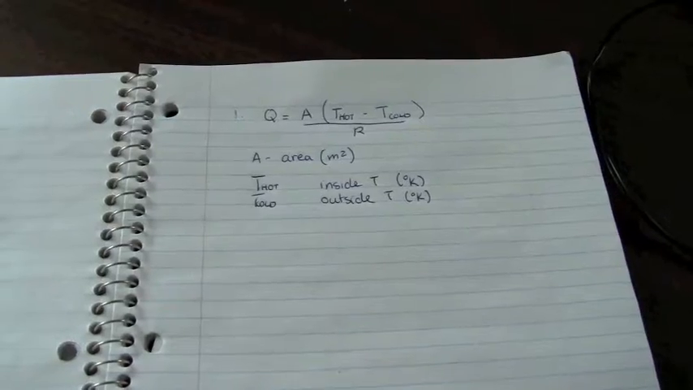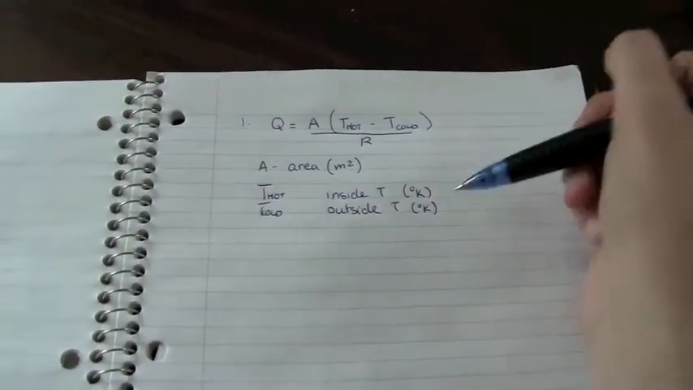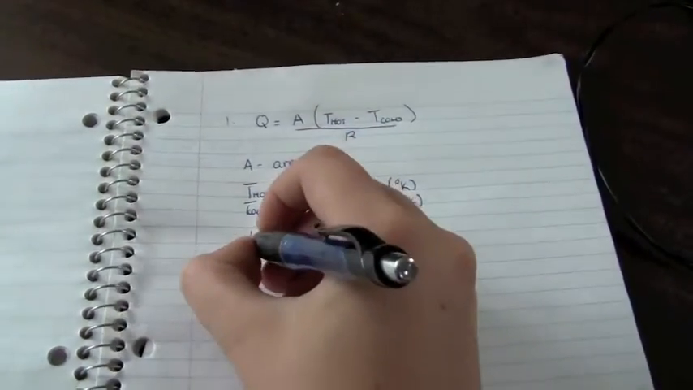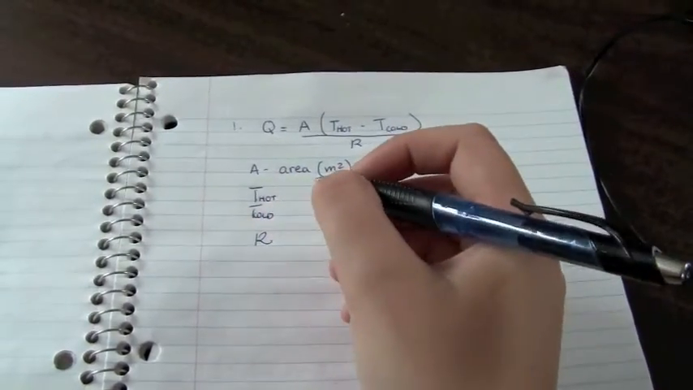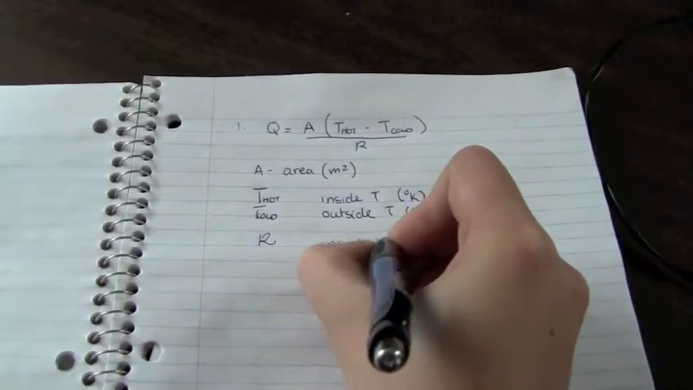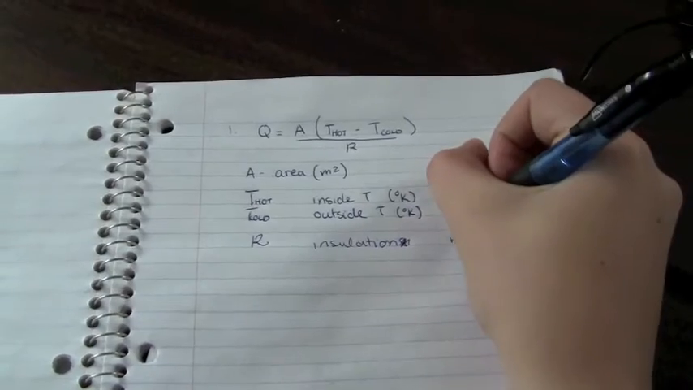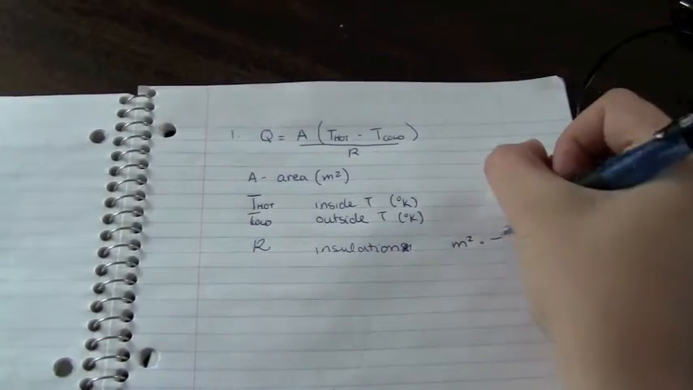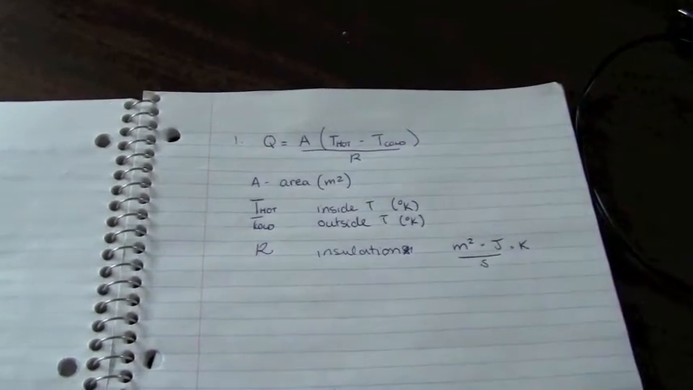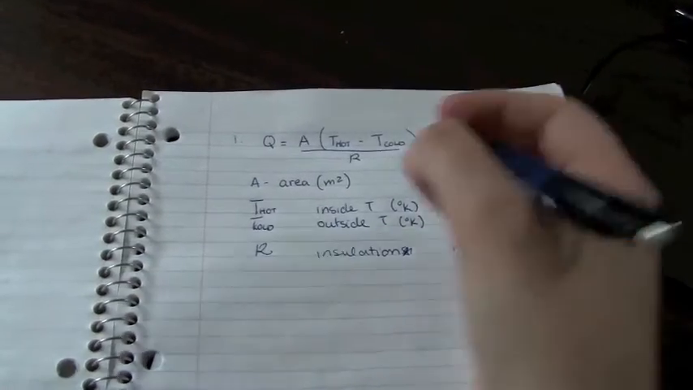Since we're looking at the difference of the two, it doesn't really matter whether you measure them in Celsius or Kelvin, but if you're measuring them individually, you should be measuring them in Kelvin. And finally, R is our insulation value. It differs for the different materials that you're going to be looking at, and it's measured in meters squared times Kelvin per joules per second. This is called the SI unit, the Système International unit, for the R value.